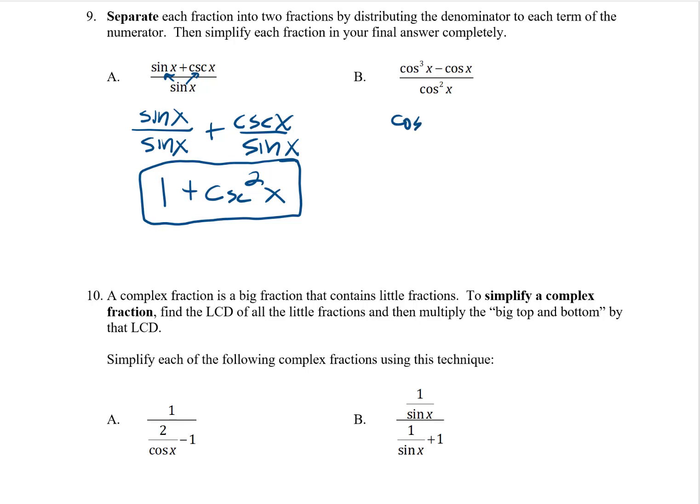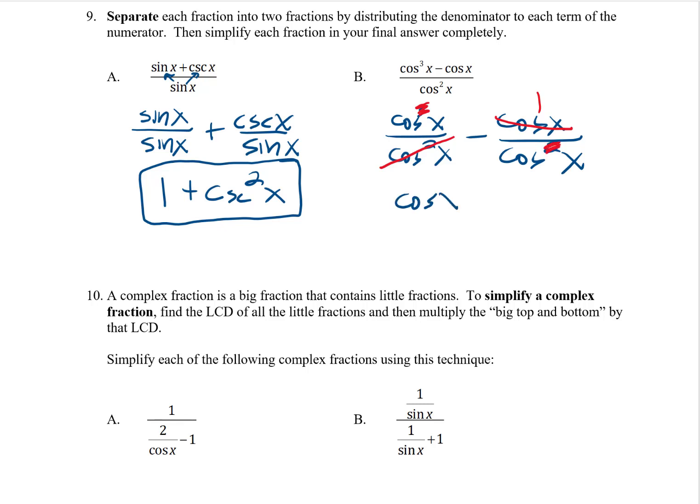Letter B, same idea, distribute that cosine squared x to both pieces. And then we'll do some simplifying. In the first fraction, the 2 cosines on the bottom cancel out 2 of the ones on the top. In the second one, the 1 on the top cancels out 1 of the ones on the bottom. So I end up here with cosine x minus 1 over cosine x. And again, I don't really need to keep a fraction there. 1 over cosine x is just secant x.